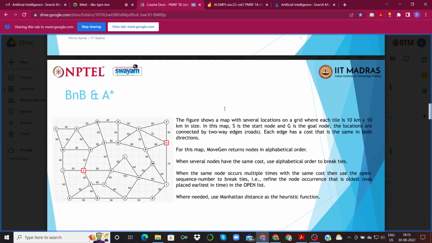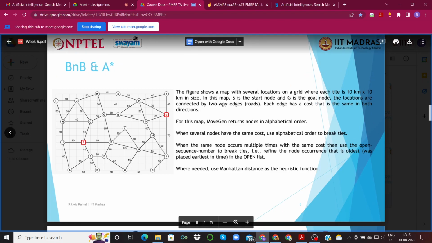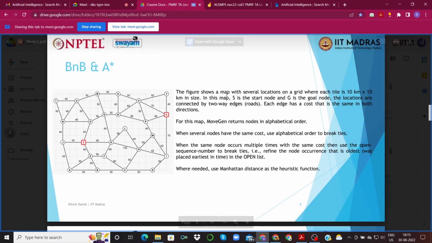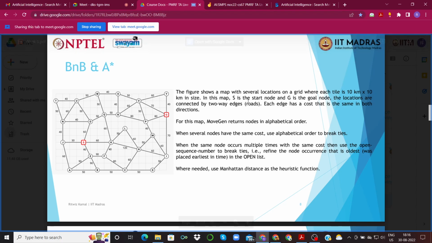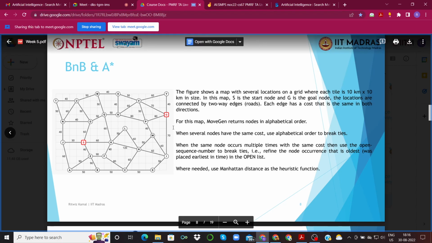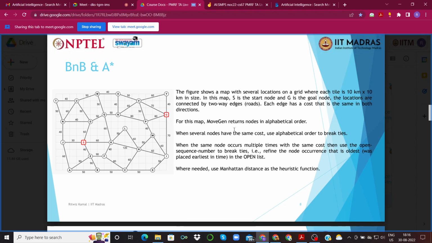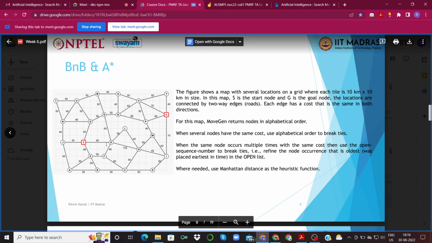So I'll just state them once more. This is basically a map showing several locations on a grid. Each of these units, as we discussed in one of the previous weeks, is 10 units. Here the unit is given as kilometers, so each tile is 10 kilometers by 10 kilometers in size. S is the start node and G is the goal node. And these various nodes are connected by two-way edges or roads, you could say.